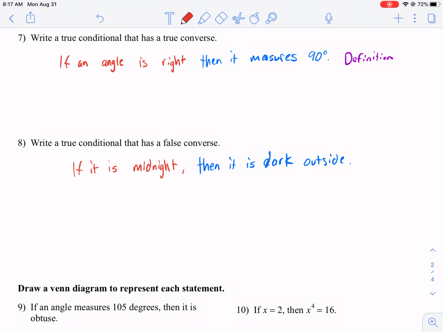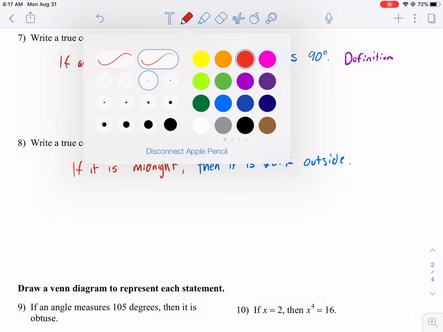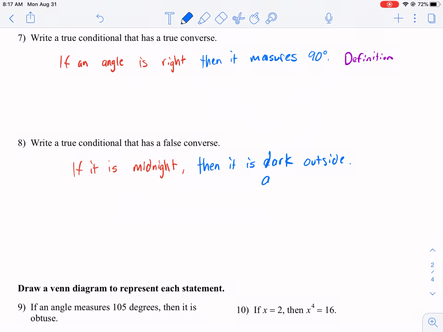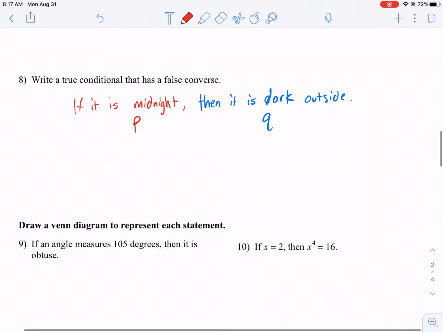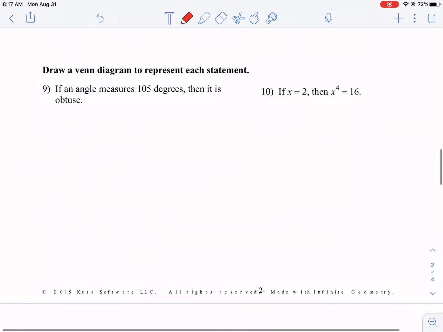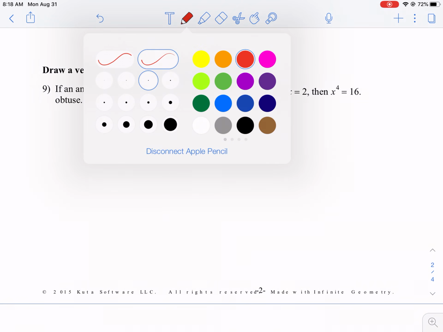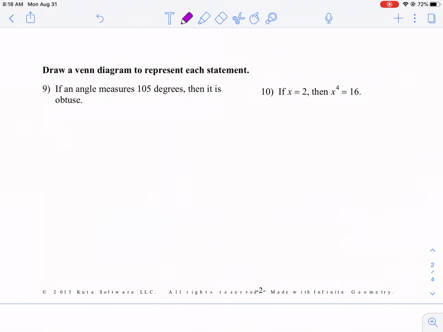So this is not the converse. When you flip it, when you put the Q first and put the hypothesis second, it does not work. It is false. All right, draw a Venn diagram. We'll do maybe one or two of these real fast. In order to do a Venn diagram, essentially the then statement is the big one.